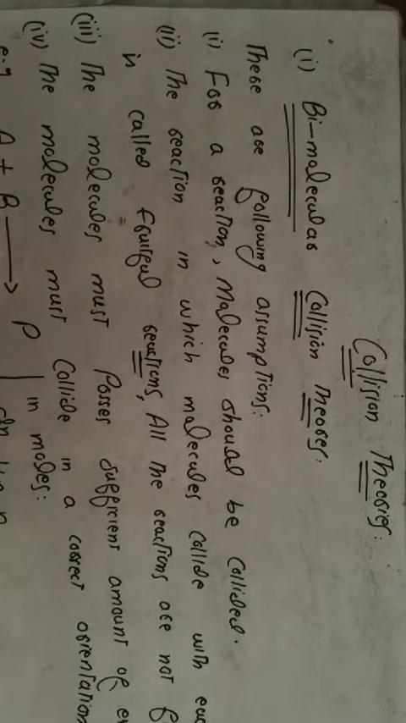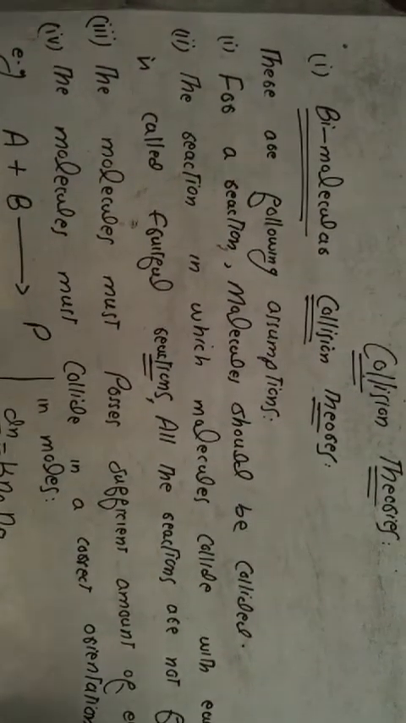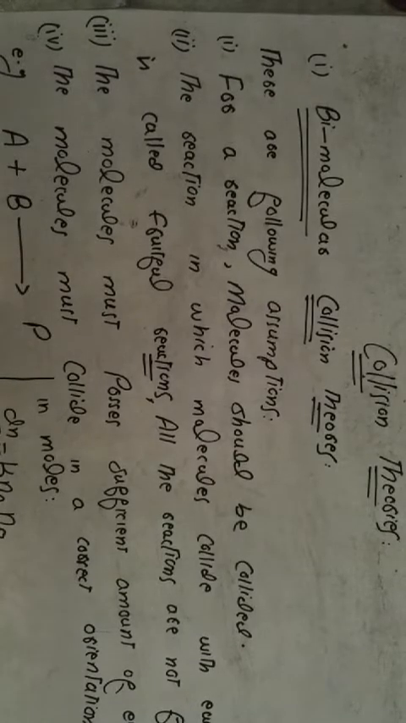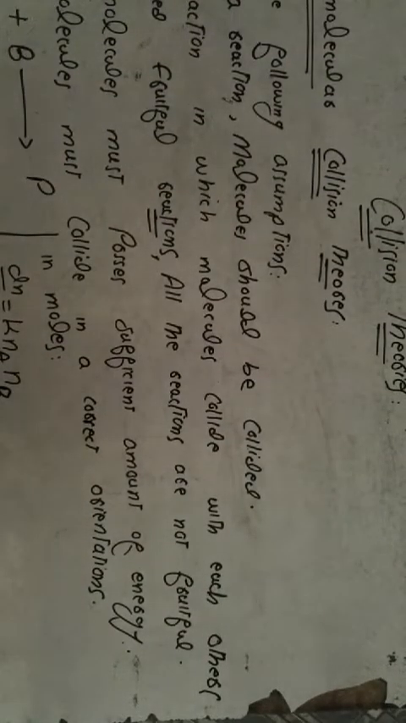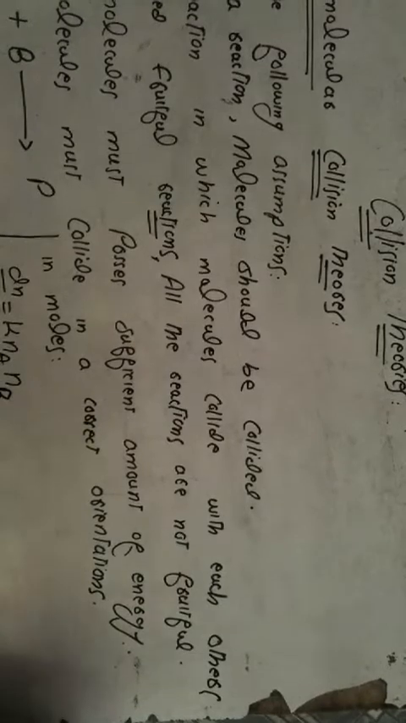The second assumption of the bimolecular collision theory is that the reactions in which the molecules collide and have the ability to react and form a product are called fruitful reactions. But not all reactions are fruitful. There are some reactions in which the molecules do not have a sufficient amount of energy to react. Those are called unfruitful reactions.